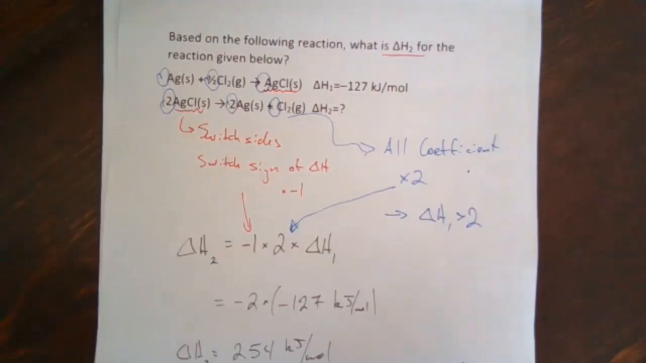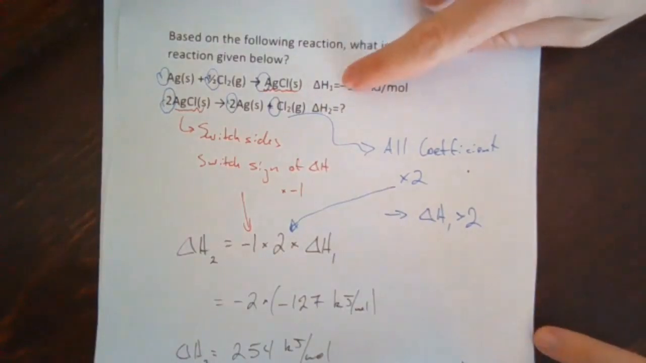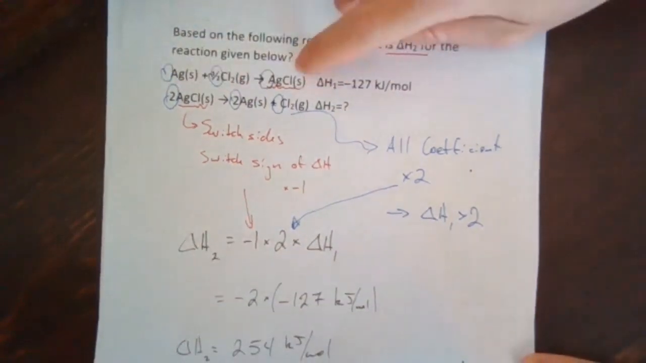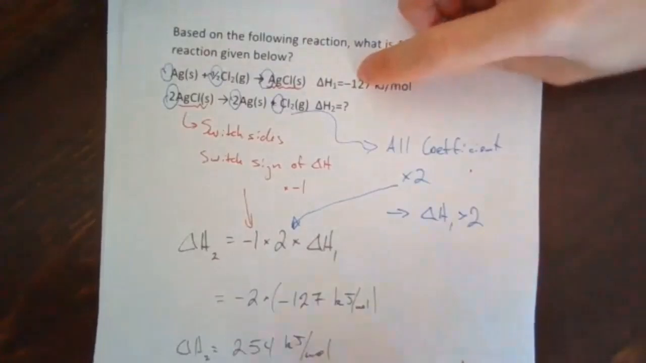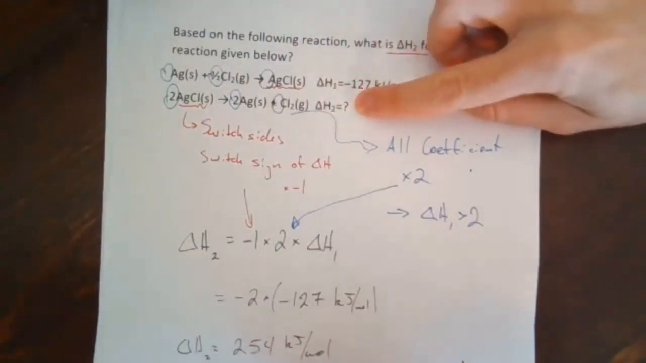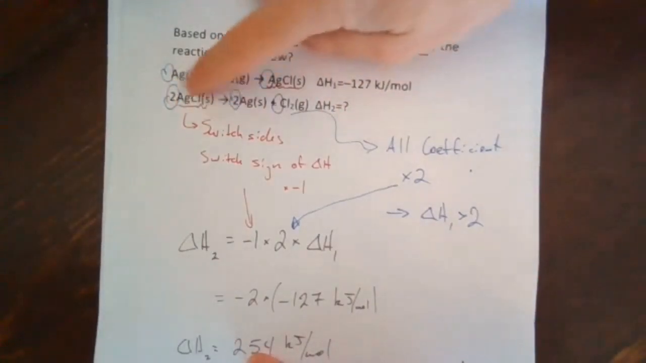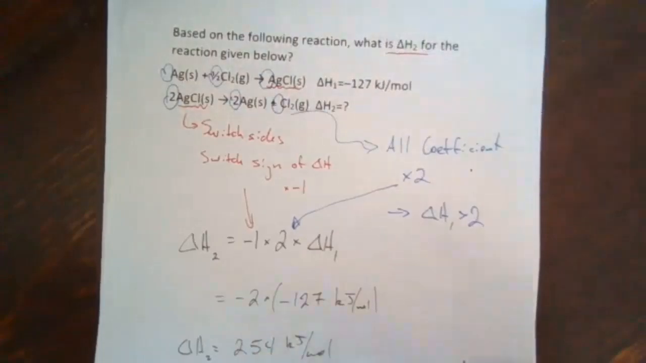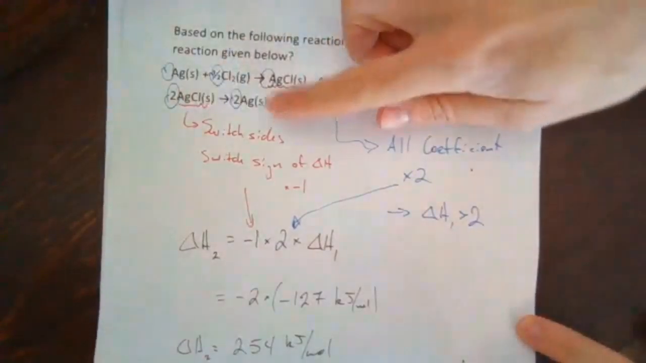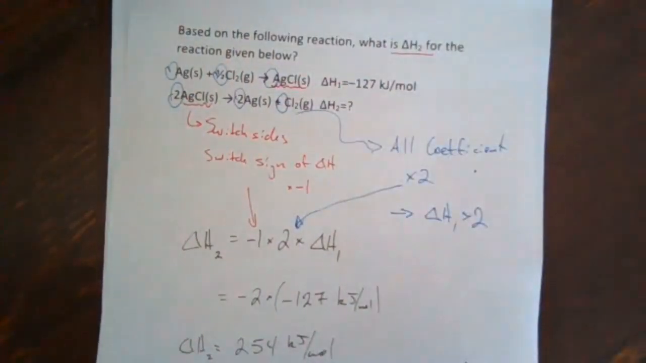We can see we started with an exothermic equation, right? If you want to make silver chloride, you release energy. Our other equation was endothermic, because if you're going to break apart silver chloride, you need to put that energy back in. So in order to undo it, we switch from being exothermic to endothermic. And because the coefficients are all larger, we're just dealing with a larger scale of energy, which is why that goes up to 2.